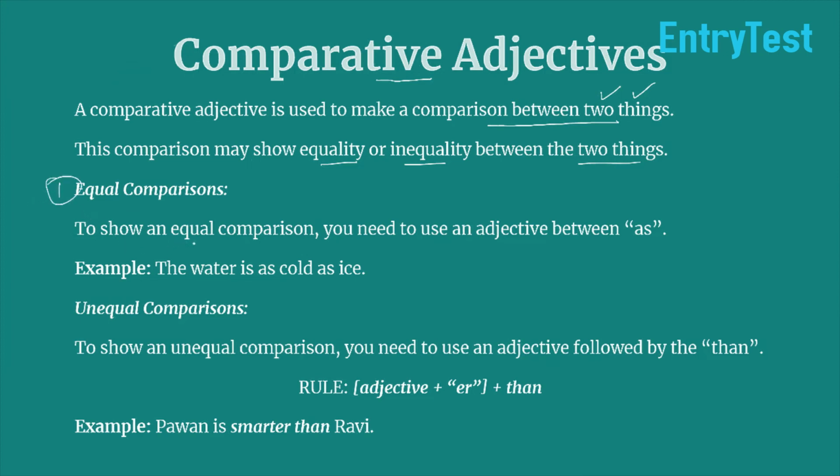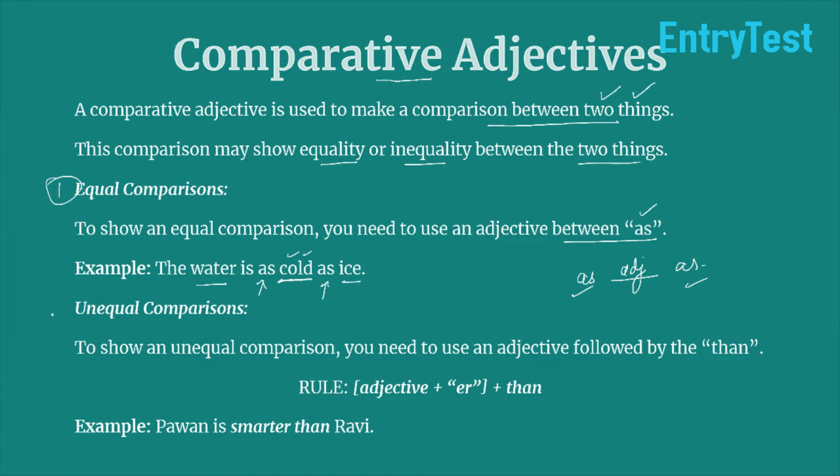To show an equal comparison, you need to use an adjective between as. So you will have this kind of structure that there will be an adjective between two as. Okay, so let's see an example. The water is as cold as ice. So here what is the adjective, friends? It will be cold. Cold is my adjective because it is between two as, and I'm showing equality that water is almost as cold as ice. So it is equivalent to ice in terms of the coldness. I hope this is clear.